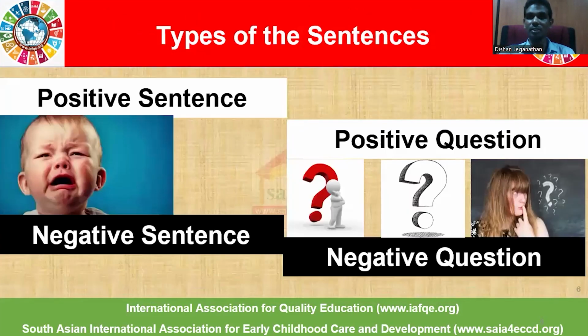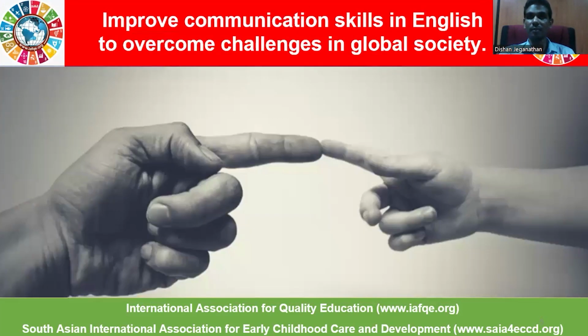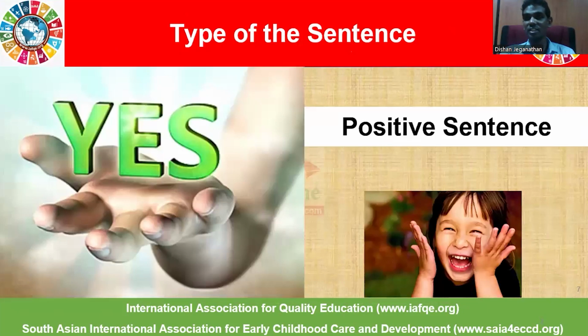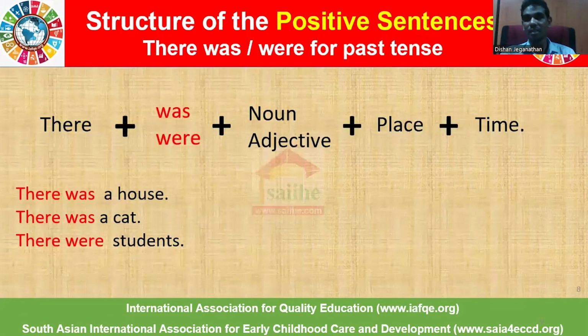So now let's enter into the lesson. The previous lesson was on present tense of there is and are, that's singular and plural. Now here we'll be discussing past tense, the formation of there was or were plus the noun and adjective. We've been discussing 4 types of sentences, which are positive sentences, negative sentences, positive questions, and negative questions. So let's move into the positive sentence.